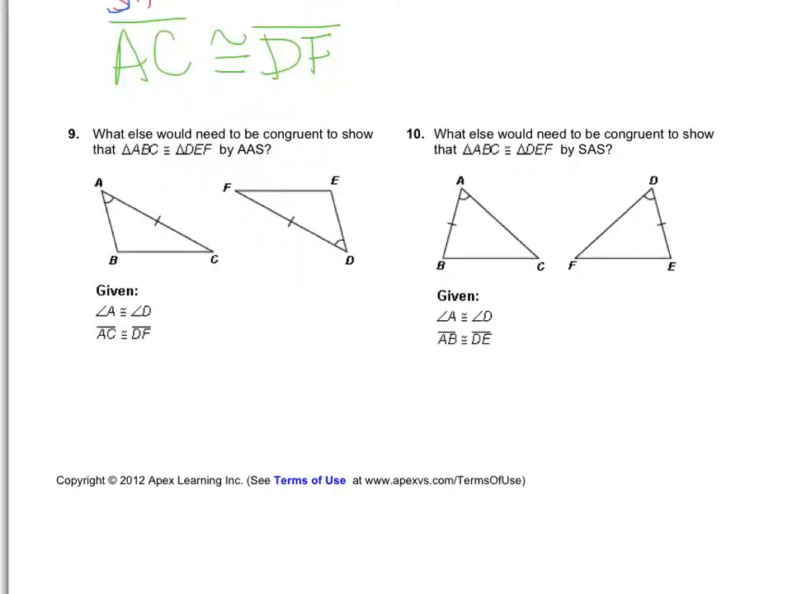Number 9, what else would need to be congruent to show that triangle ABC is congruent to triangle DEF by angle-angle-side? So let's look at what we've got. We have this angle A. They've told us angle A and angle D are congruent, so there's my angle. They've also told me that side AC is congruent to FD, so there's my side. So I need another angle, that's for sure. The question is, is it angle B or is it angle C? Well, if it was angle C, then this triangle would be angle, side, angle, and that's not what I want. I want angle, angle, side, so it's going to have to be angle B, and it's going to have to be angle E. So I would need to know that angle B is congruent to angle E.